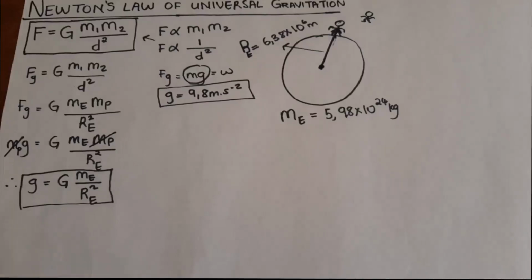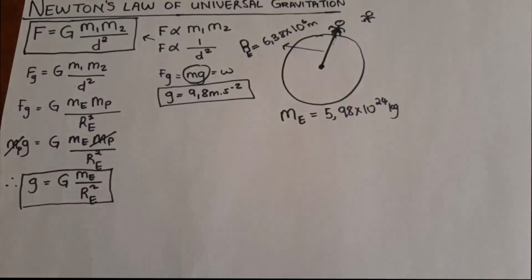Right now, this is our gravitational acceleration formula. This is how it's derived. I hope you can see. Right now let's make an example.